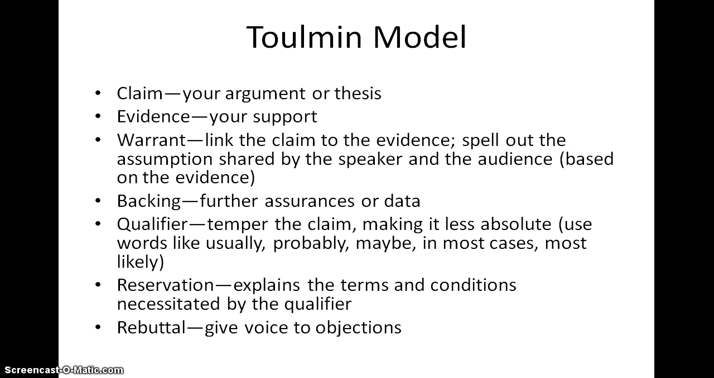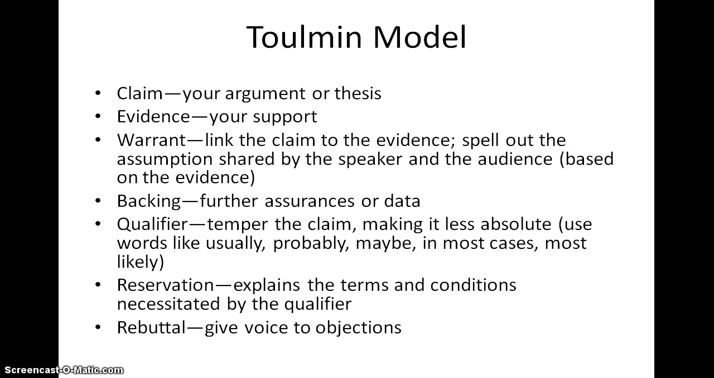Other parts of the Toulmin model are backing, which is further assurance or data that you give after that initial evidence; any qualifiers to show that in some circumstances or contexts your claim might not be valid; any reservations explaining the terms and conditions of those particular contexts in which your qualifier exists; and then a rebuttal, which is like a concession, giving voice to the other side.